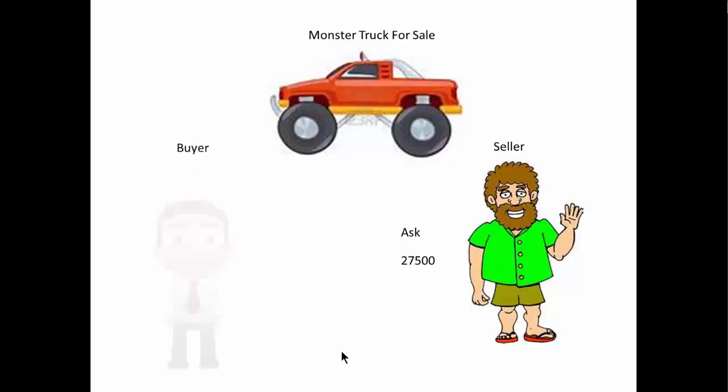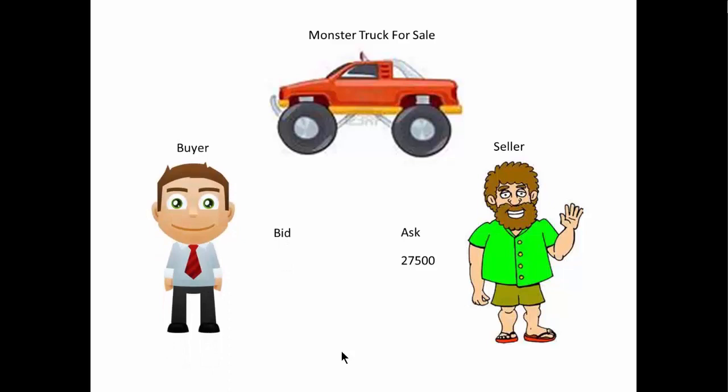Then we need a buyer, of course, and the buyer is always going to put out a price that he's willing to pay for the truck. In this case, he's going to say $25,000. Now, if this is the best advertised bid, this is the maximum amount a buyer will pay for this truck, and the ask is the lowest price that the seller is willing to accept for the truck.